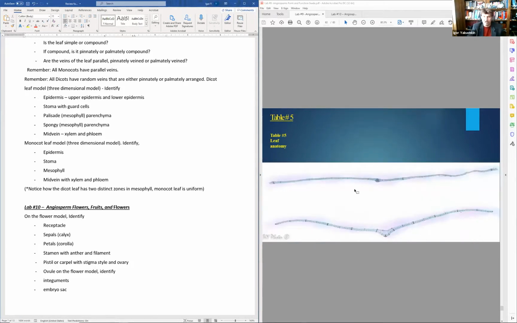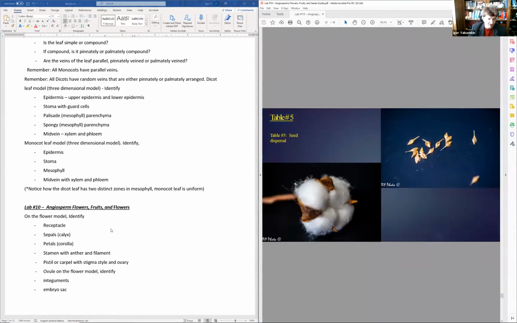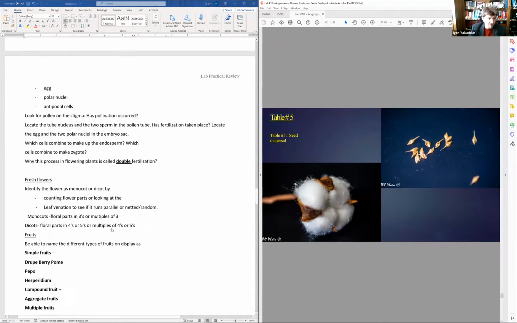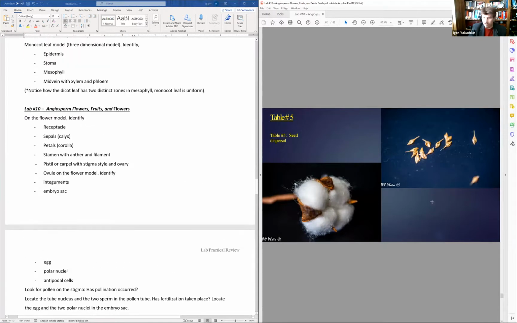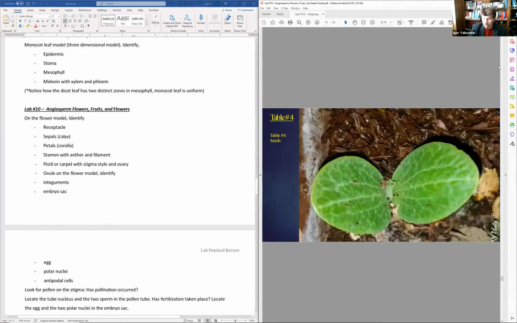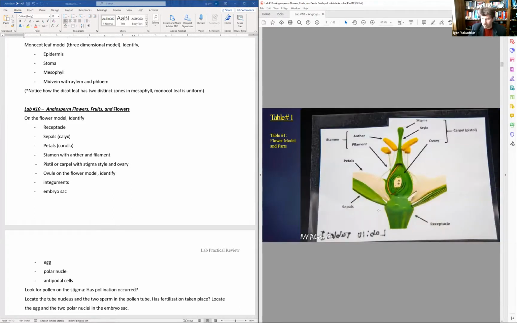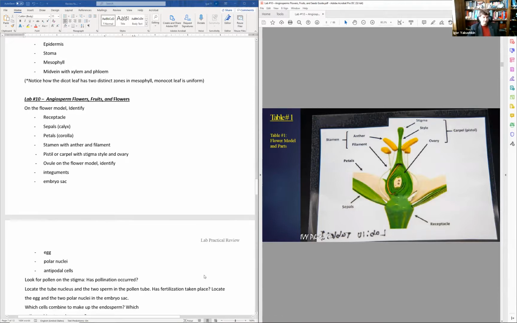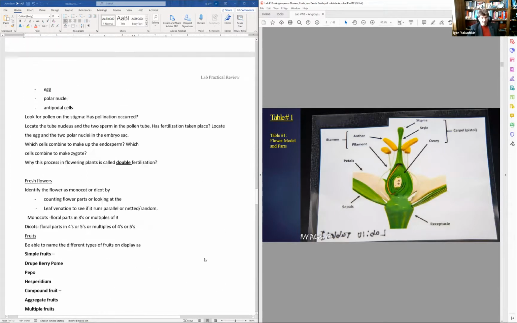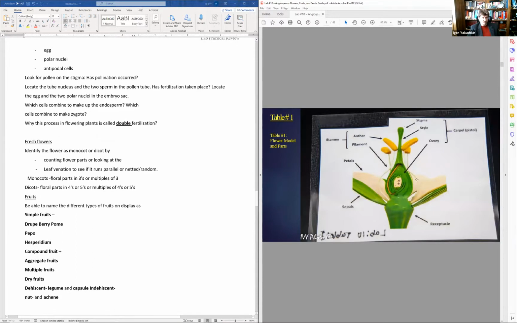And we are essentially done. We just talked about lab number 10. If you want me to, I can go over that really quickly. So flowers, right? Let's see. Flowers, make sure to know the parts of the flower, be able to identify if it's pollinated or not. The sperm, the central part, and the egg, know those parts. Double fertilization, make sure that you know that.